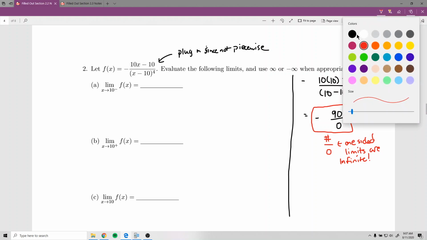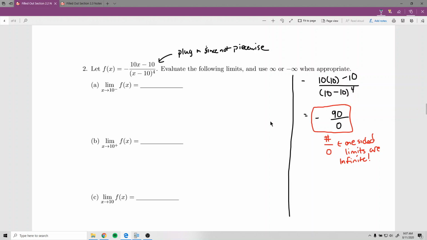Since the one-sided limits are infinite, we have to check by doing exactly what we did last time. Alright, so for the first one, we want to go towards 10 from the left. Plug in, let's say 9.9. We want something a little smaller than 10, but close. Alright, so let's go ahead and do that. Make sure you plug in something close. If you just plug in any number smaller than 10, it might not work.